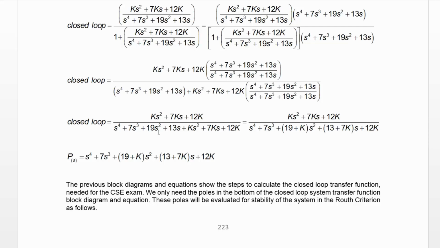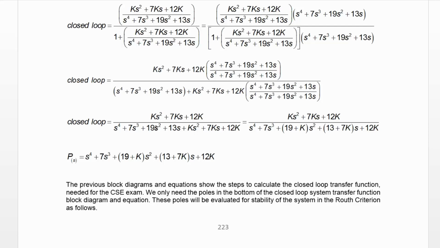So the closed loop equation looks like ks squared plus 7ks plus 12k over, collecting like terms here, s to the fourth, 7s to the third, 19s squared, 13s, ks squared, 7ks, and 12k. If you notice, the s squared is 19, and the s squared here is ks squared.